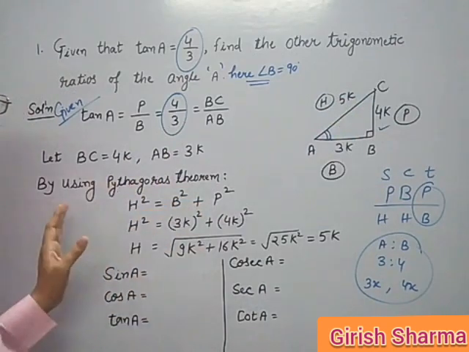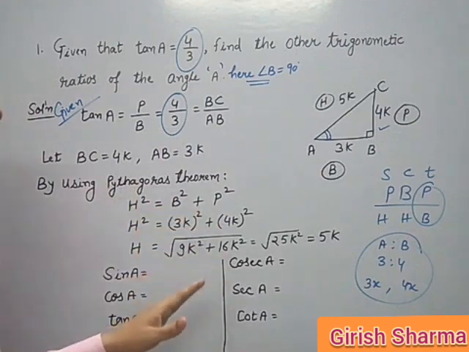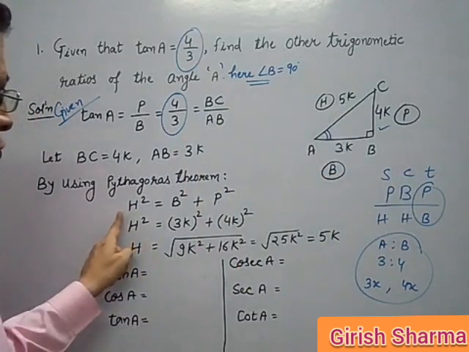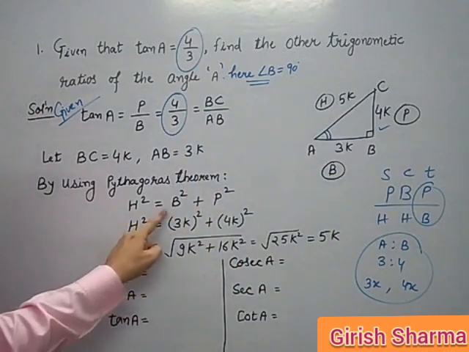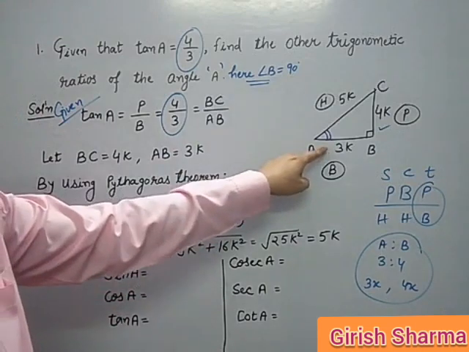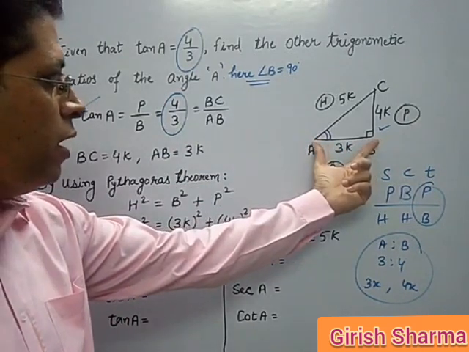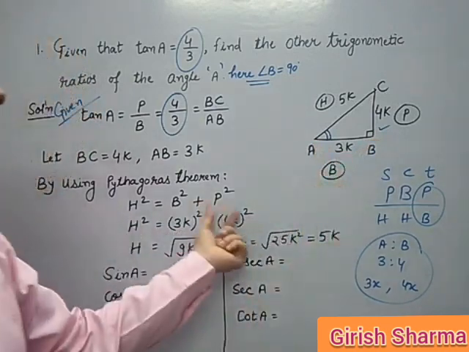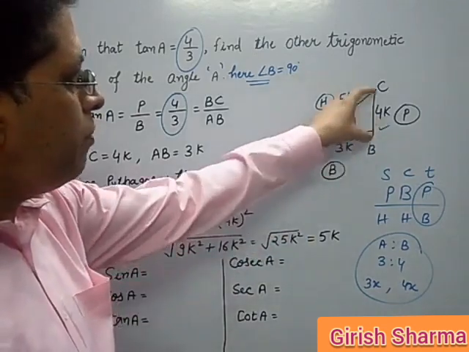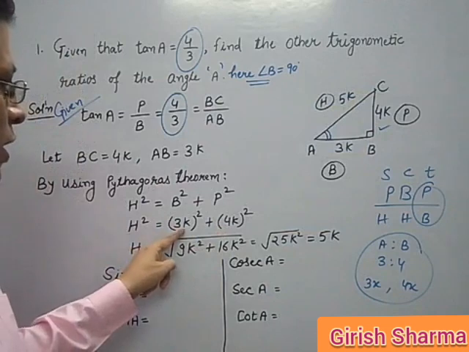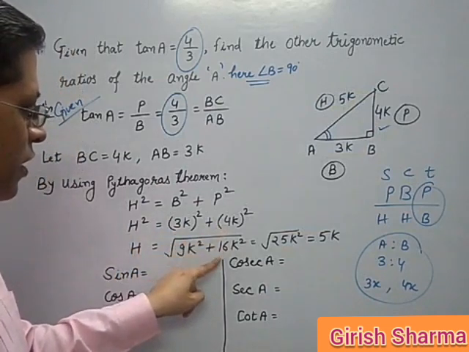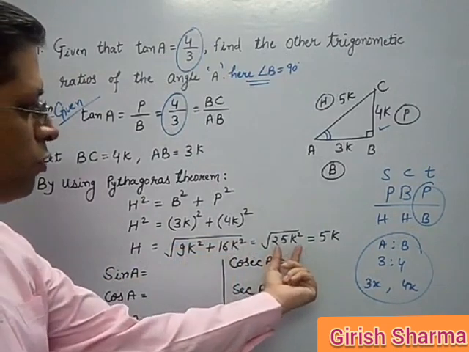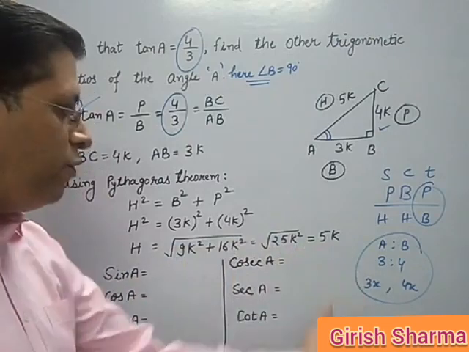Now come on. We know the Pythagoras theorem. What is the Pythagoras theorem? H square is equal to b square plus p square. What is the base here? At where two angles lie on the side of a triangle, that is base. 3k. What is perpendicular? 4k is perpendicular. What is the square of 3k? It is 9k square, and 16k square. Adding, this will be 25k square. Taking the square root, the square root of 25k square will be 5k.